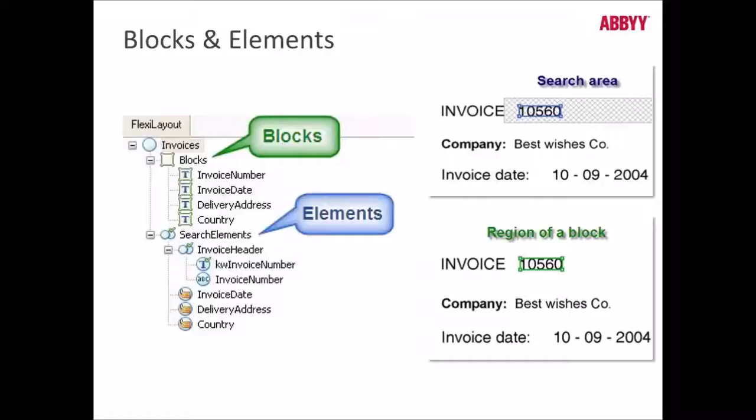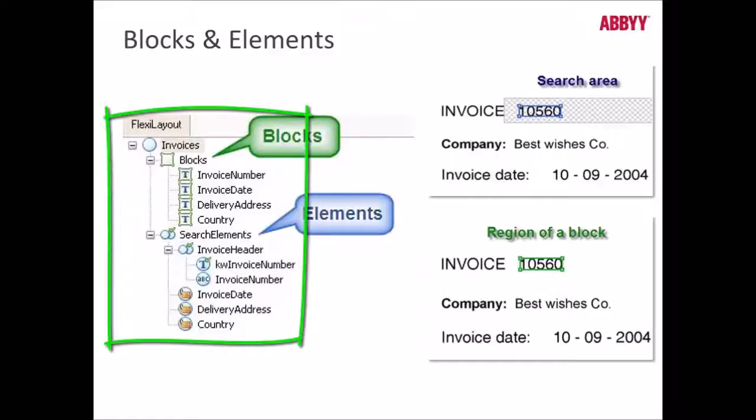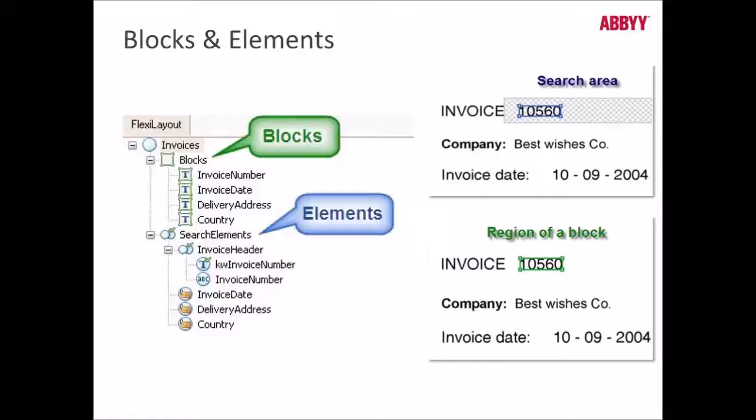As a sample, let's look at this picture. At the top, we can see the FlexiLayout name, Invoices. The blocks are the fields we need to extract: the invoice number, date, address, and for the invoice number we have two related elements which correspond to the objects on the image.